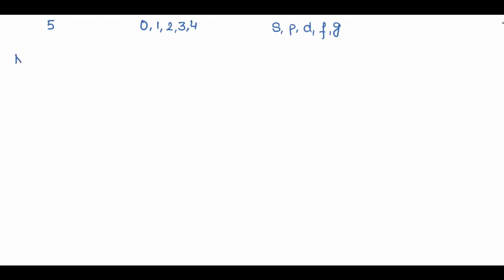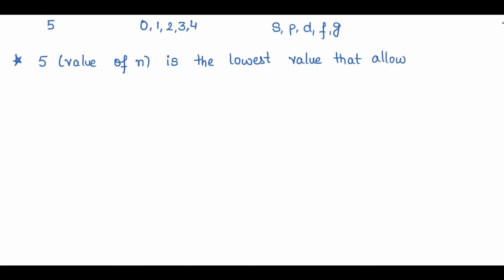You can write over here 5, the value of n, is the lowest value that allows g orbitals to exist.